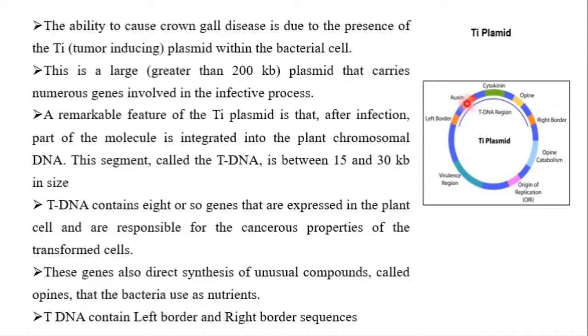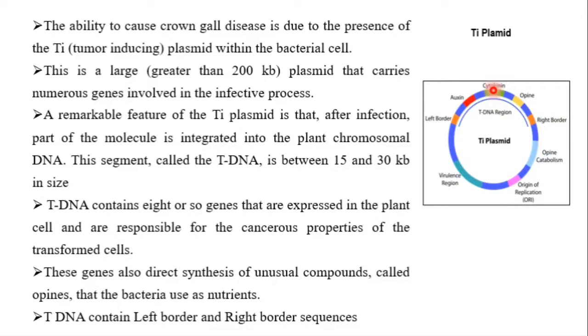That means, for example, auxin and cytokinin are plant growth hormones. If the auxin and cytokinin genes enter the normal plant cell, then the production of auxin and cytokinin will be increased. That leads to the production of cancerous cells in the transformed cell.